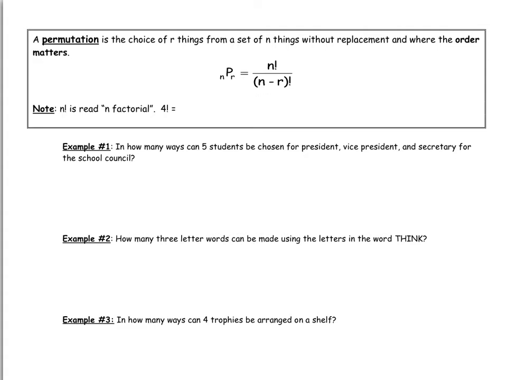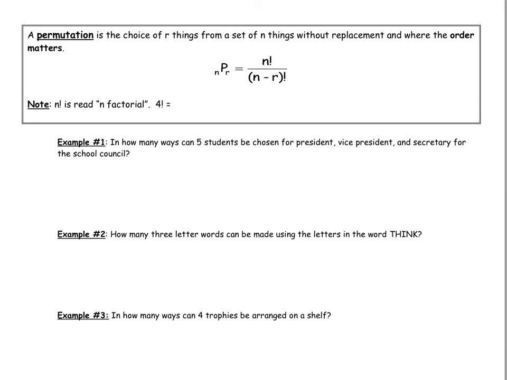Example number 1. In how many ways can 5 students be chosen for president, vice president, and secretary for the school council? So you should be asking yourself one question. Does the order matter? And the answer is yes. So we are going to do 5, because we have 5 students, and we are going to pick groups of 3. So 5P3, 5 represents the total number of students that we have. 3 represents the groups that we want to make out of.